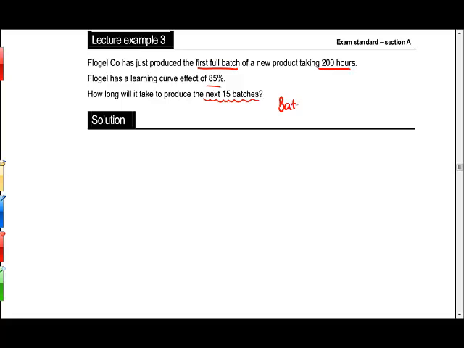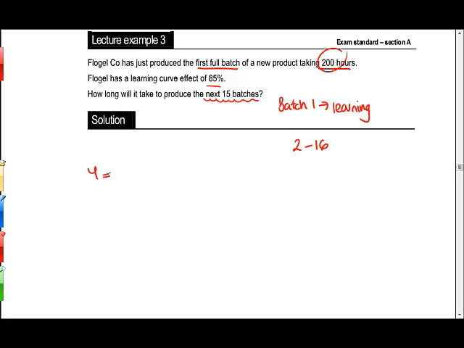So batch 1 will have generated some learning. So what we're looking for is how long it takes to make batches 2 to 16. And so what we're going to need to do is calculate the total time to produce the 16 batches and then subtract the 200 hours that have already been spent on the first batch. So this is the sort of thing then to look out for, especially in section A questions.